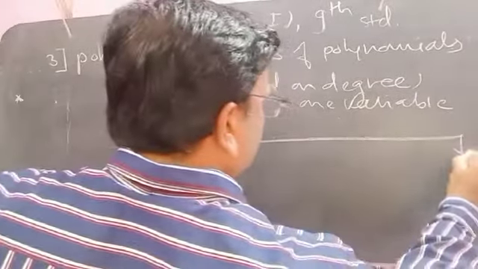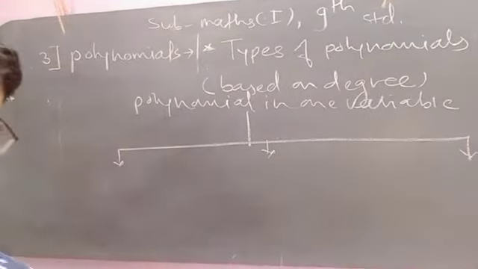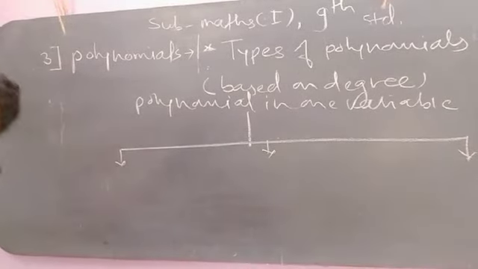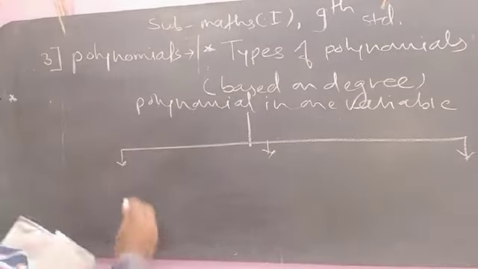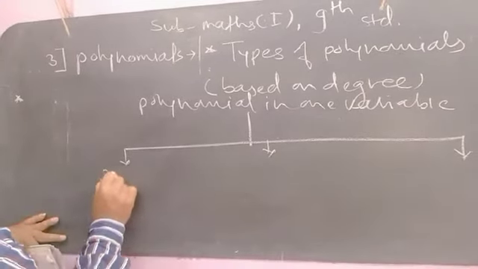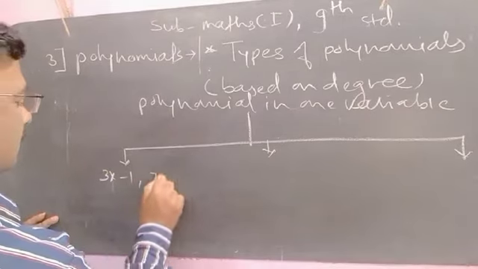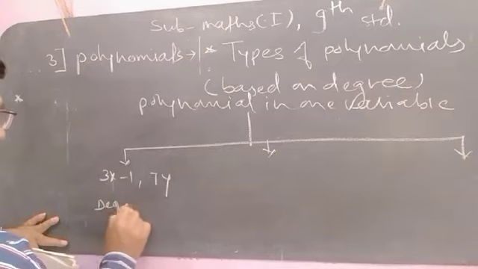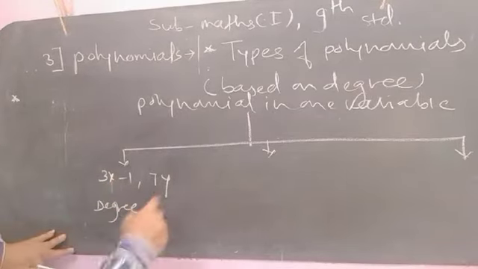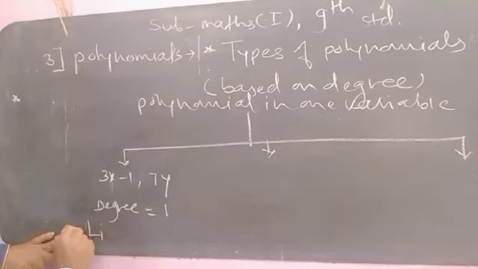There are three types. Linear polynomial: 3x minus 1, 7y. The degree of this variable is only 1. It is called a linear polynomial.